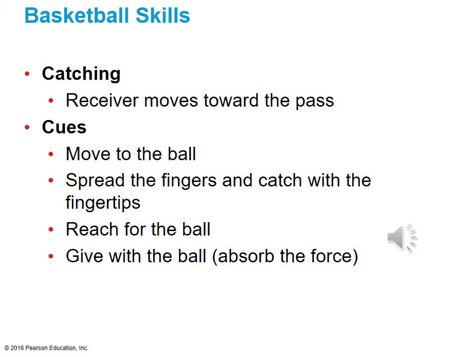The second fundamental skill in basketball is catching. I want you to know the instructional cues for catching. Move to the ball. Spread the fingers and catch with your fingertips. Reach for the ball and give with the ball. Remember we talked about that with bean bags and such, where you bring the ball into your chest. So make sure you move to the ball, spread your fingers, catch with the fingertips, reach for the ball, and give. What do we call it? Soft hand receipt.